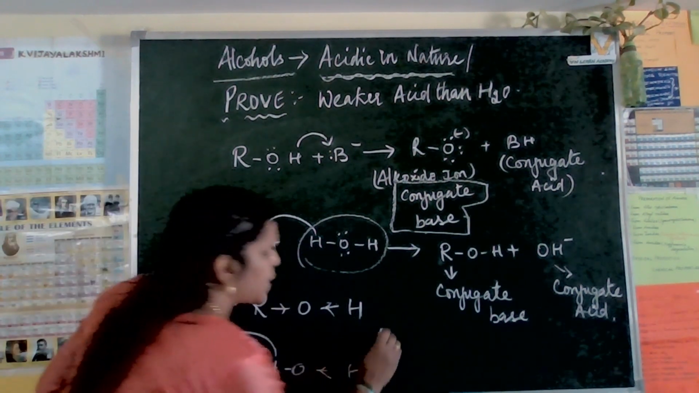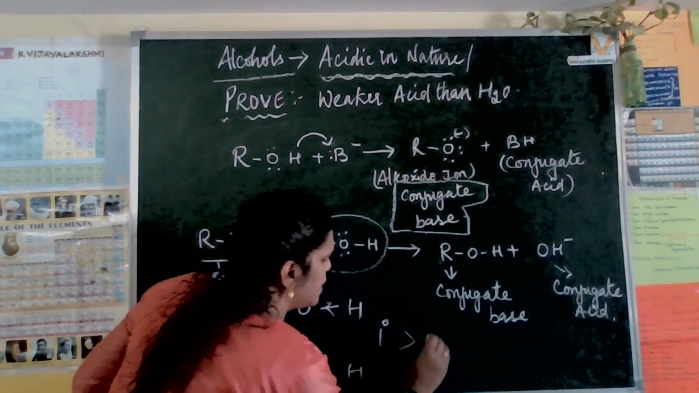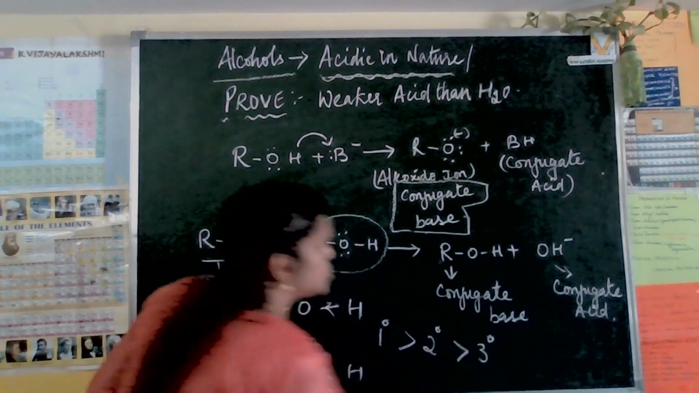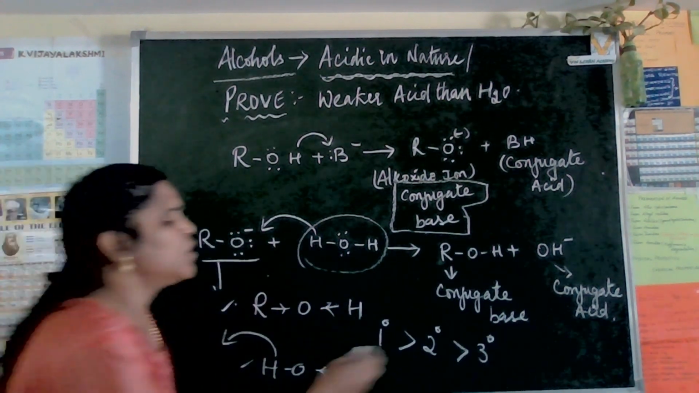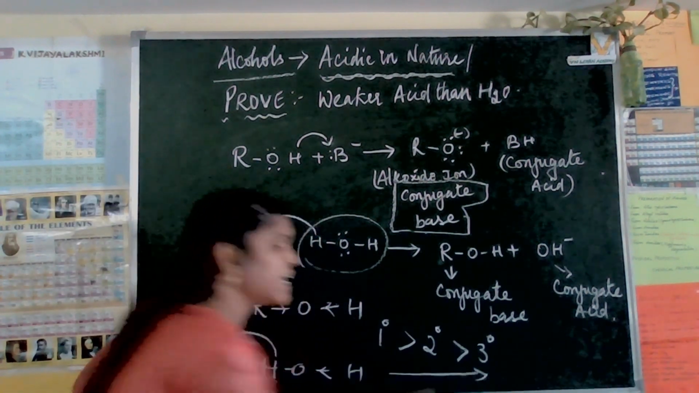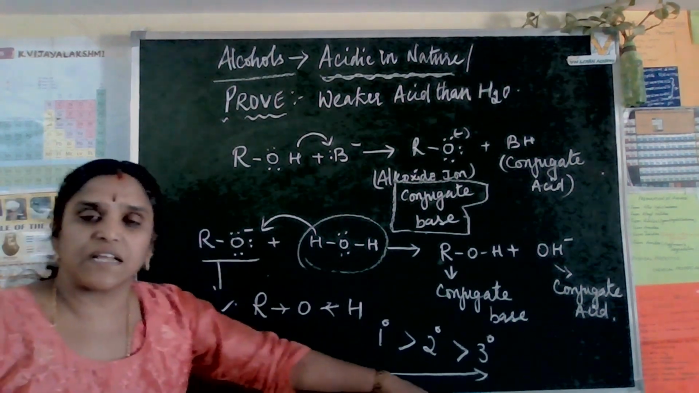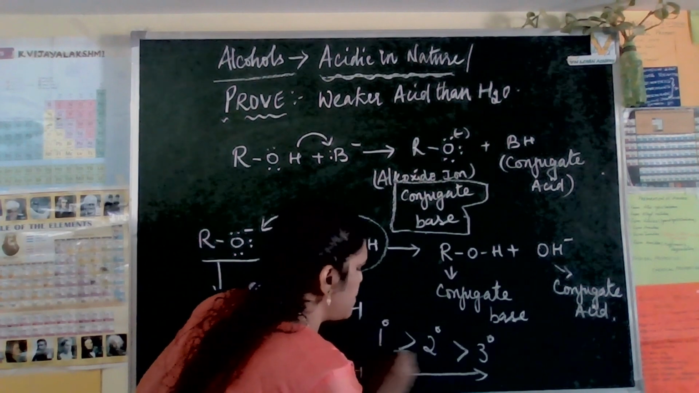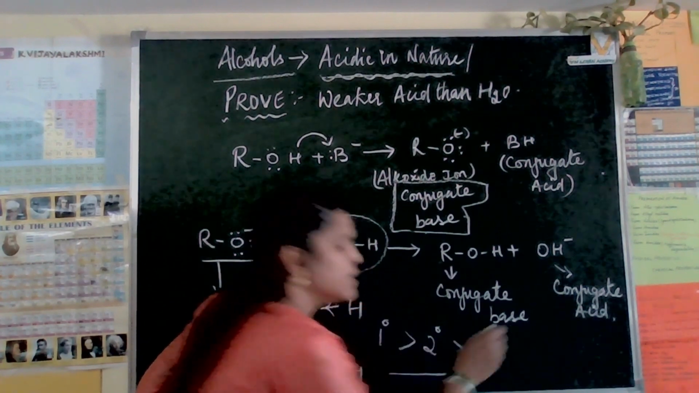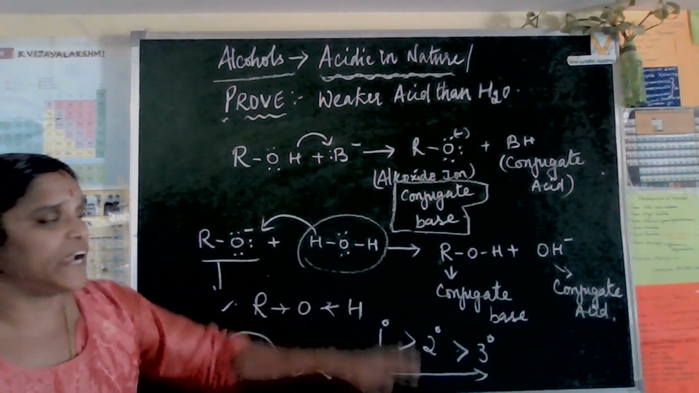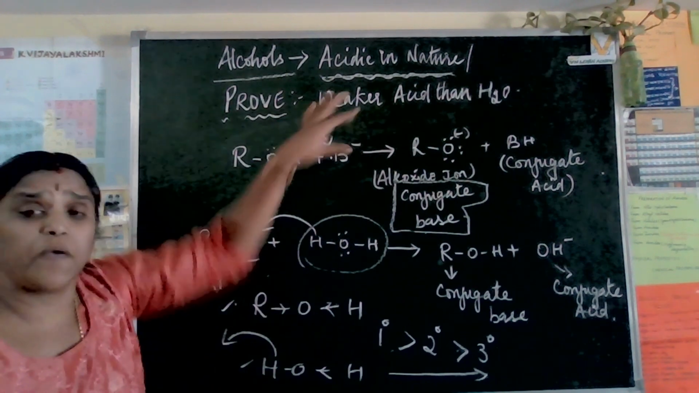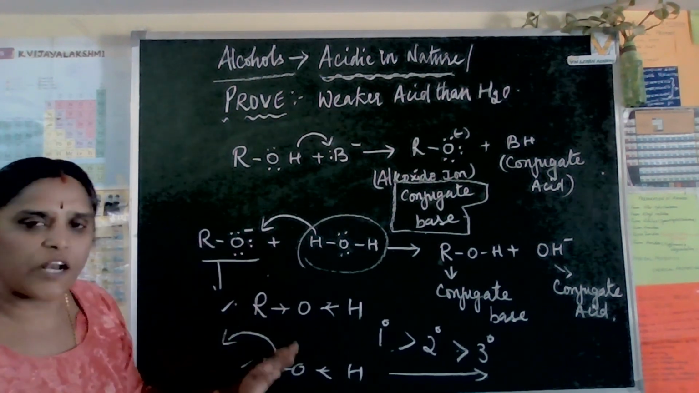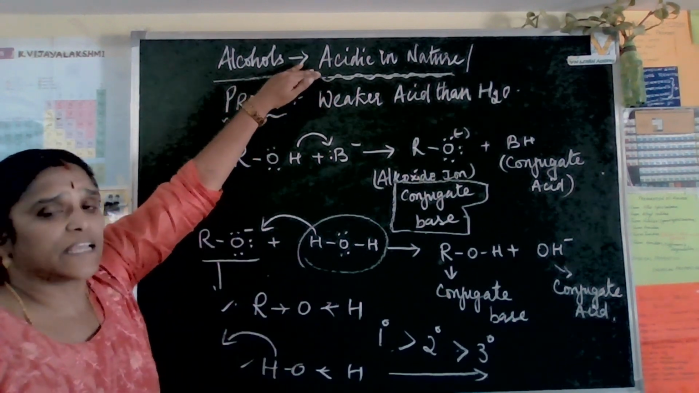And here, primary, secondary, tertiary. The acidic strength, is it increasing or decreasing across the alcohols, primary, secondary, tertiary? It is decreasing. See, primary is greater than secondary, which is greater than tertiary, so we can identify. Actually, this is the proving method. They may ask this as a 3 mark question. Okay, hope you're clear with it. Why is it acidic in nature?